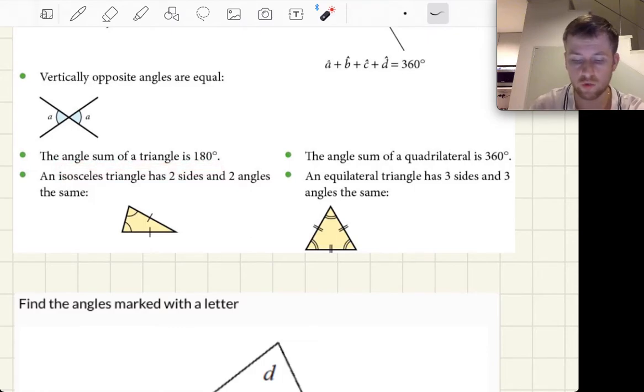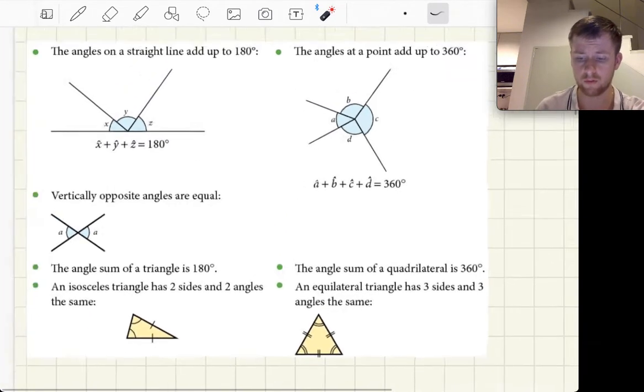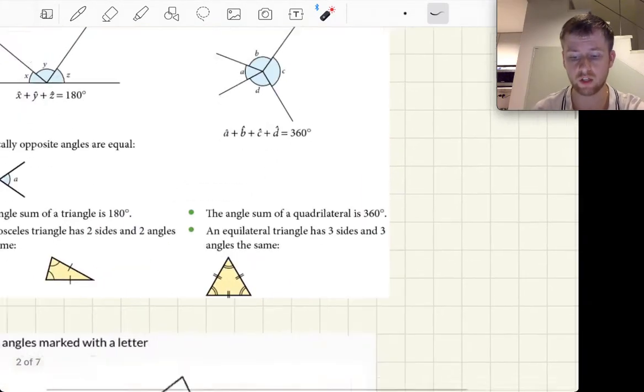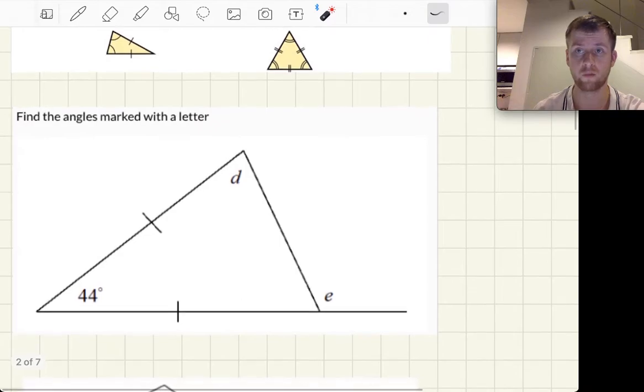Two types of triangles which you should know: an isosceles triangle with two equal sides and angles, and an equilateral triangle with three equal sides and angles. Finally, the angle sum of a quadrilateral is 360 degrees. So all of it is really easy facts. But nevertheless, if you forget some of them, it's going to be quite hard to study more advanced topics.